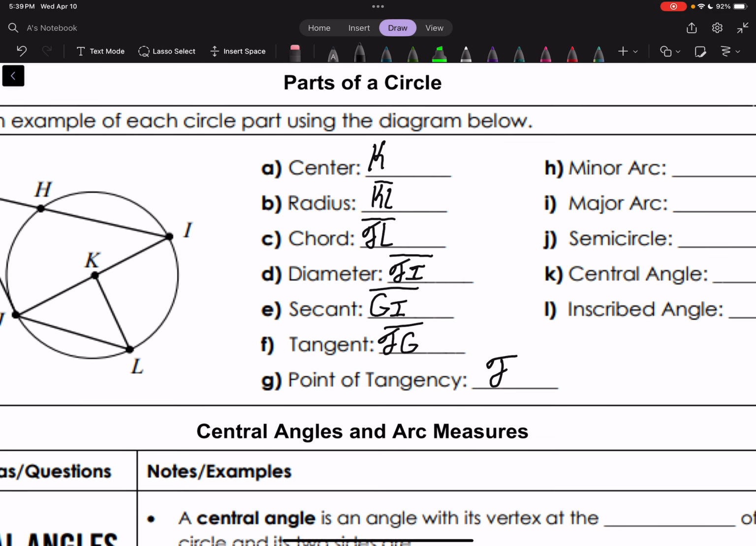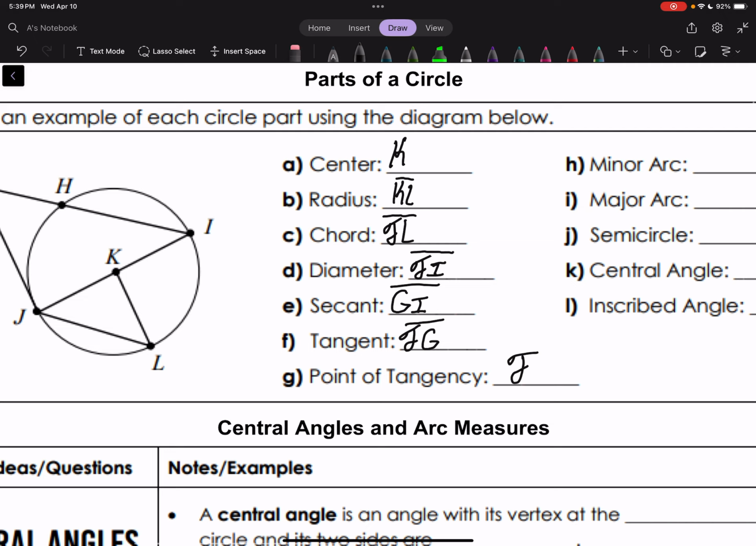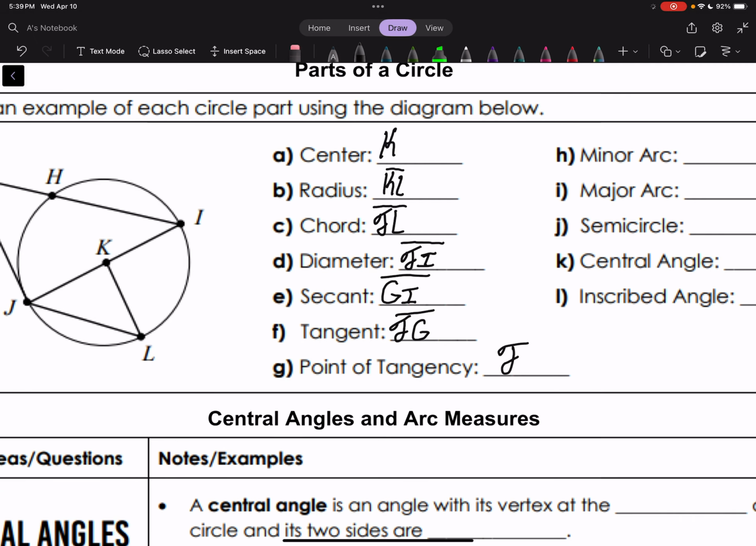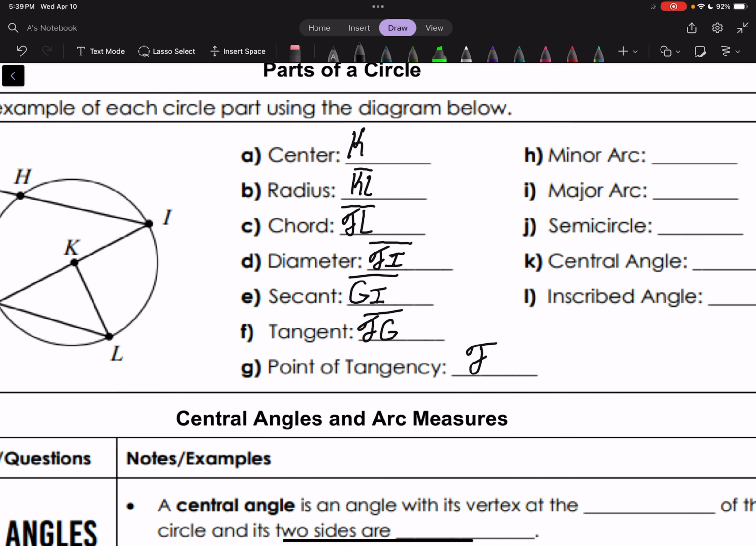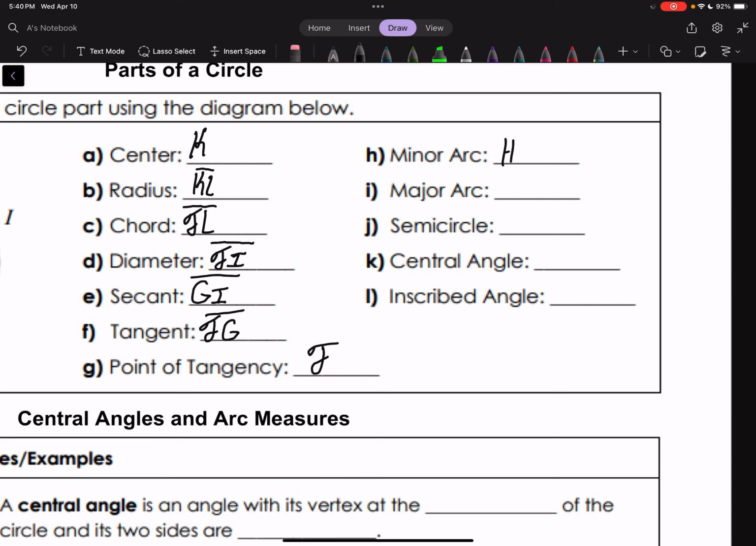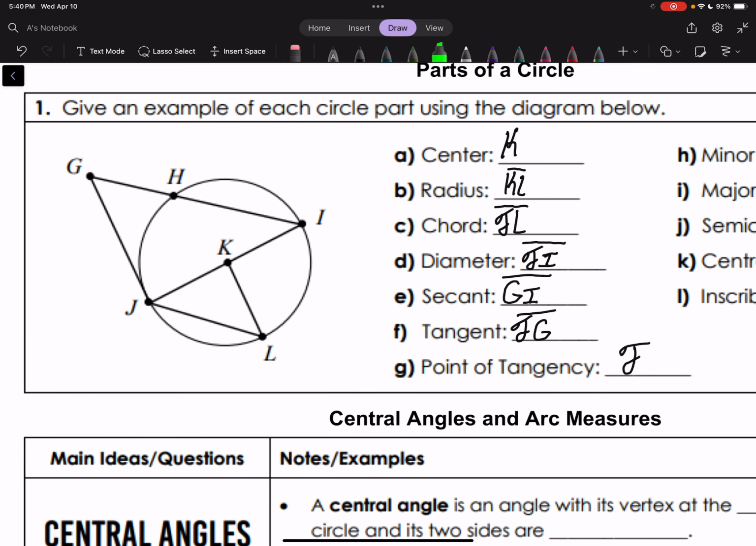Alright, minor and major arcs. A minor arc is going to be less than half the circle. A major arc is going to be greater than half a circle. So if I look at HI, and I'm going to put a circular, like an eyebrow, over HI, meaning arc. So I look at HI, I went less than half the distance around my circle.